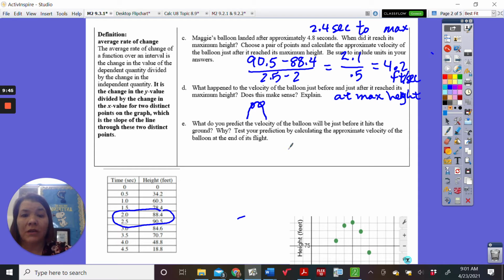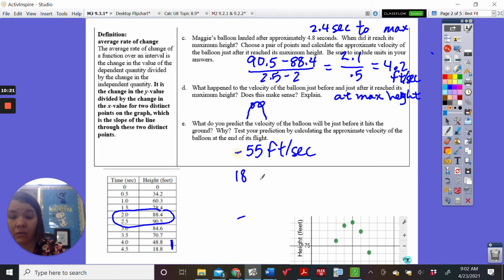What do you predict the velocity to be just before it hits the ground? Just before it hits the ground, it's going to be going much faster. It was 52 half a second after it was launched. That's the one we did. And if I did this, it will be like 55 feet per second. And let's go ahead and calculate that right before it hits the ground. So it's going to be negative though.